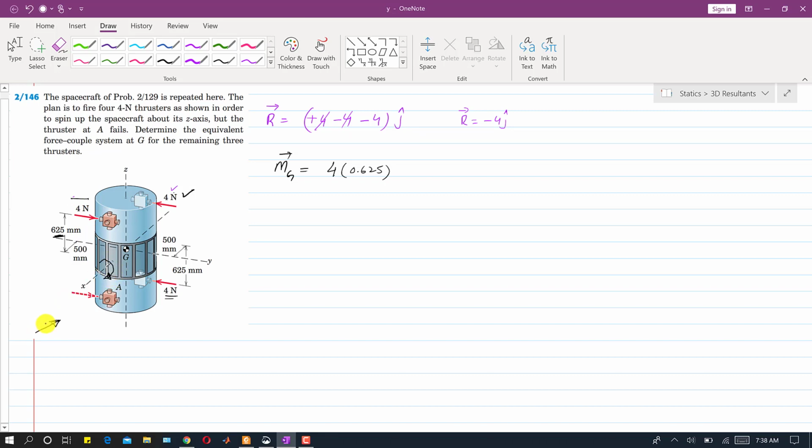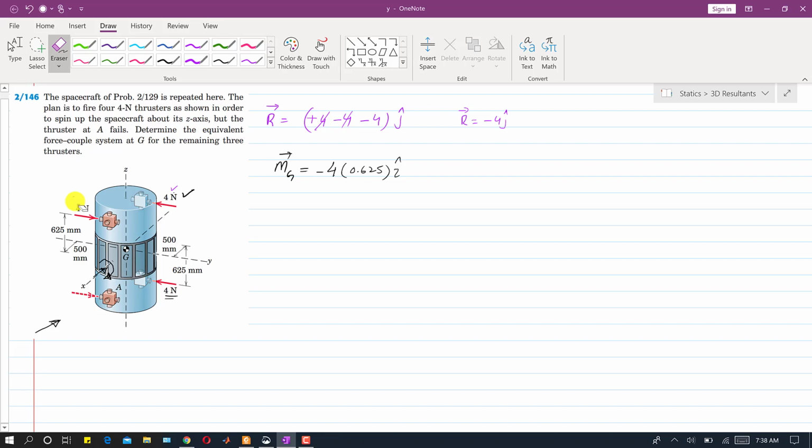This is clockwise from this direction, and if we curl our right hand fingers, our thumb will point out in the negative x direction, so I will write minus i, right? So this is the moment about G along the x-axis.